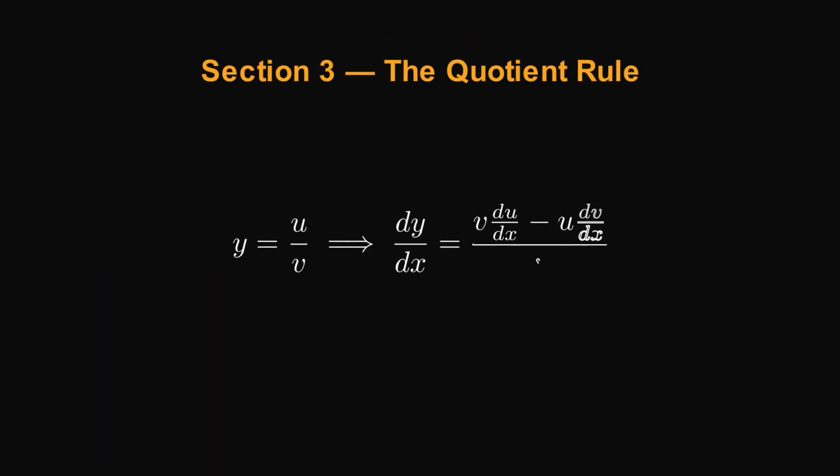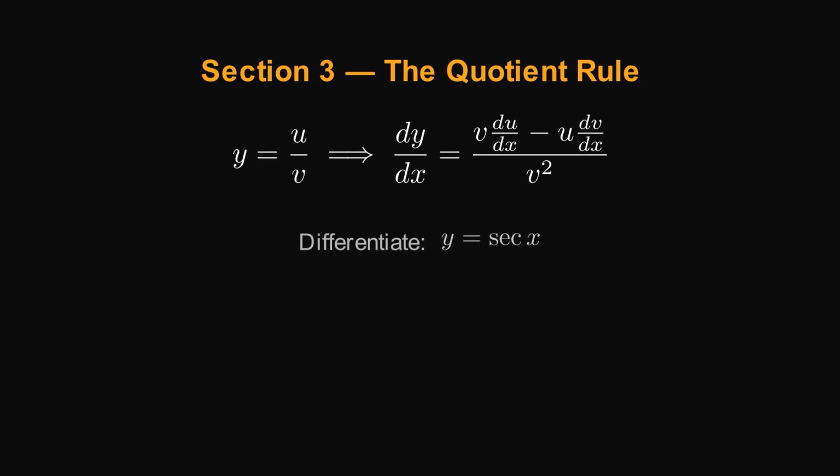Alright, so the rule here, guys, is that if y is equal to u over v, then dy by dx is equal to (v du by dx minus u times dv by dx) over v squared. So let's say we have to differentiate y is equal to sec x. Okay, and sec x obviously isn't in the obvious toolbox that we're used to. But we know that sec x is simply equal to 1 over cosine x, which is a quotient.